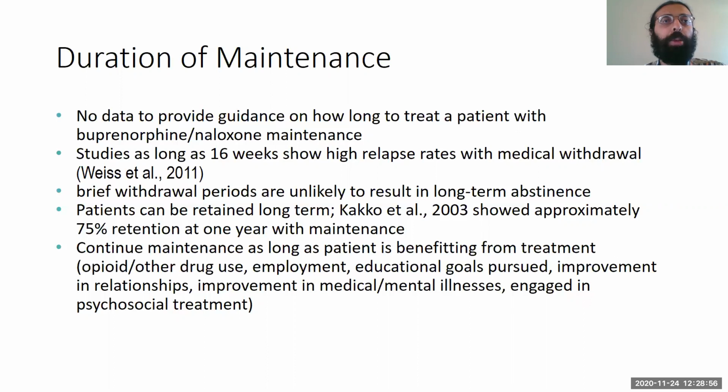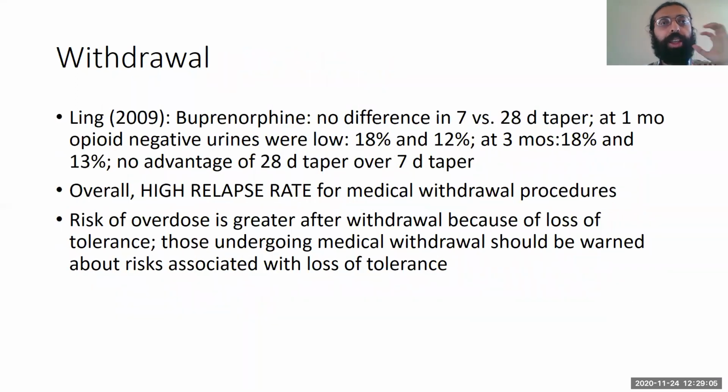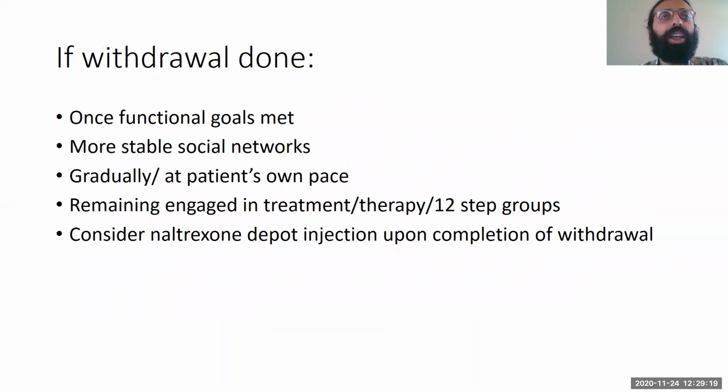So really, we should be thinking about continuing ongoing maintenance treatment for as long as the patient is benefiting from treatment, right? And having that discussion with the patient. That's the idea, right? And keep in mind that risk of overdose is greater after withdrawal because of loss of tolerance. And those undergoing medical withdrawals should be warned about risks associated with loss of tolerance, and they certainly should be provided home naloxone. If the patient insists on withdrawing despite having this discussion, of course we want to support the patient.